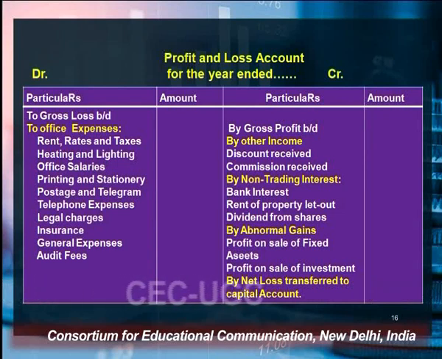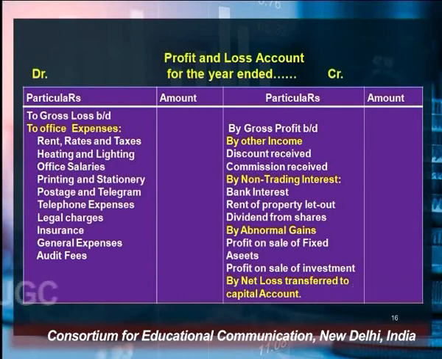of the trading account. The next item which is appearing on the credit side of the profit and loss account is other income. If you have received any discount from your supplier, or if there is any commission which you have received, this comes under the head other income, and this is shown on the credit side of the profit and loss account. There are some more, that is non-trading income, that is bank interest, rent of the property let out, dividend from shares. These are incomes, and since these are indirect incomes, they will be shown on the credit side.